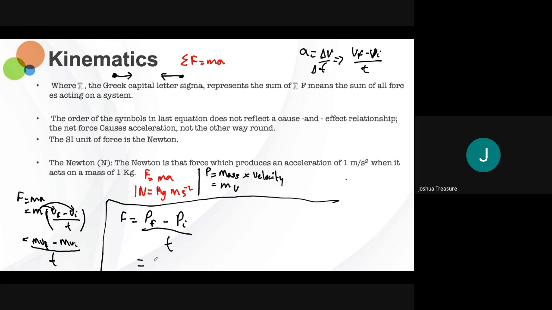So this pops up again, our change in momentum. Let me write that properly. Just bear with me for a few seconds, and then I'll take your questions. So the force is that change in momentum over time.